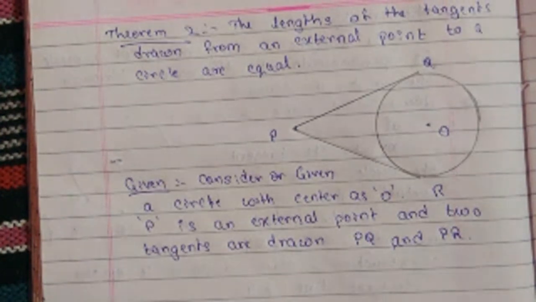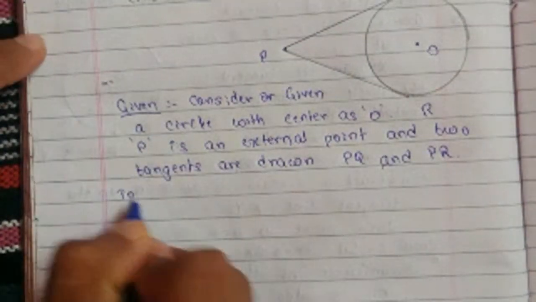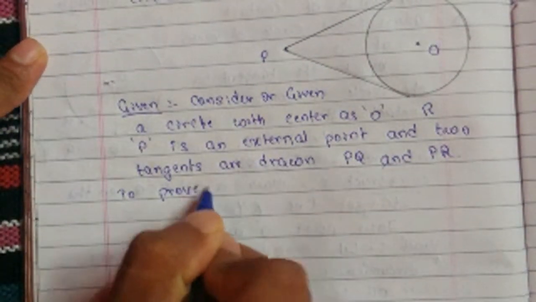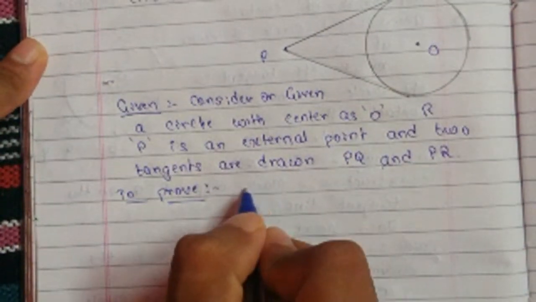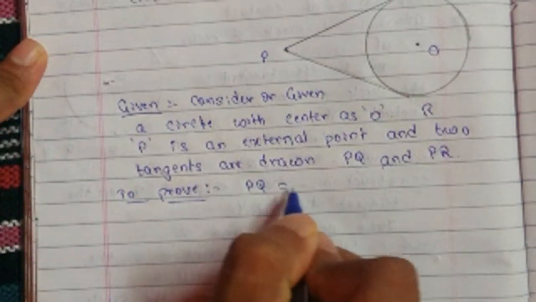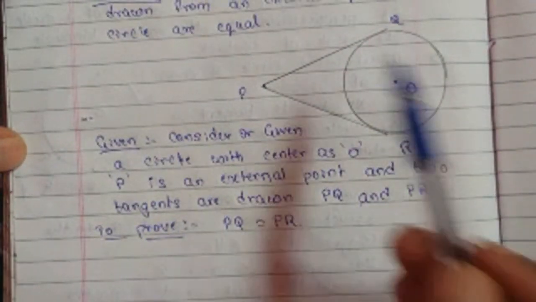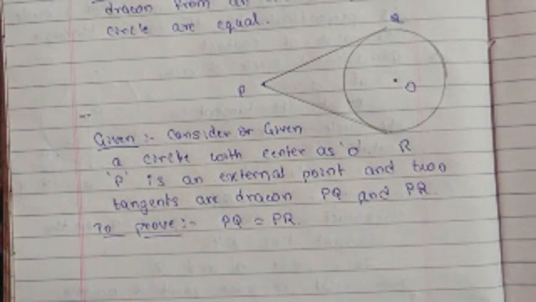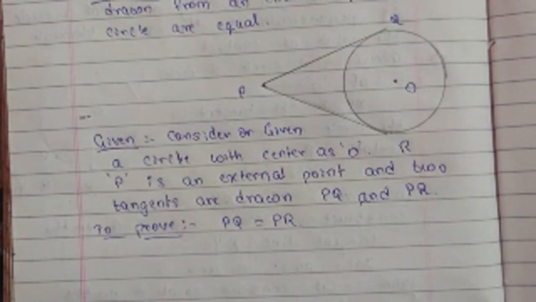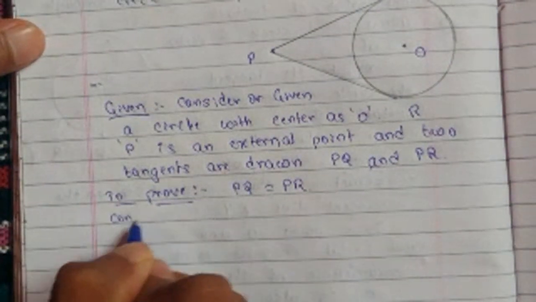Okay. Next, what we have to prove? To prove, this is the second statement. The second step, we have to prove PQ equals PR. So we have to prove the length of PQ equals the length of PR. Then for this we have to do some construction.